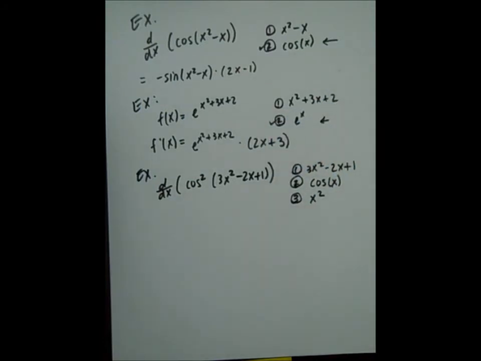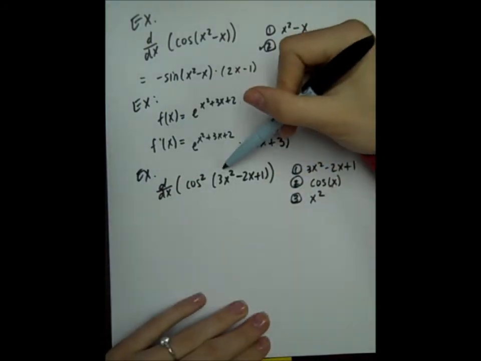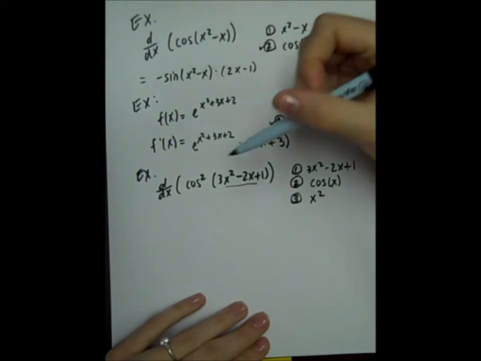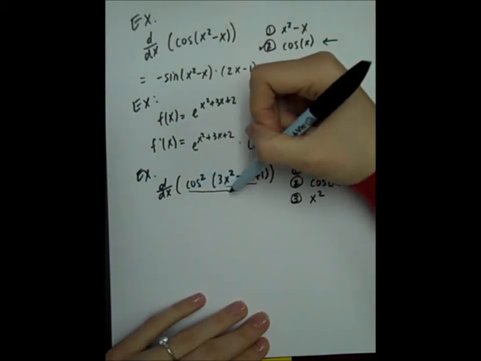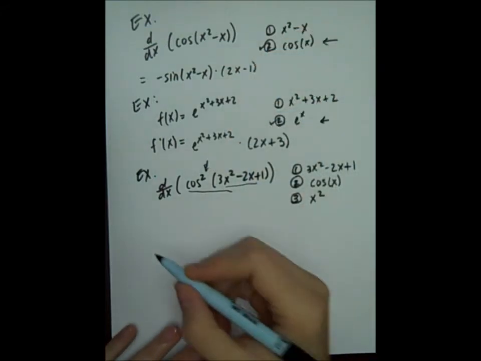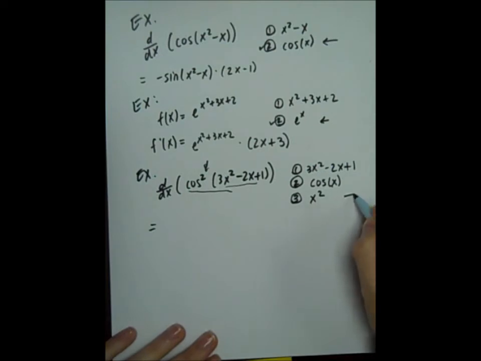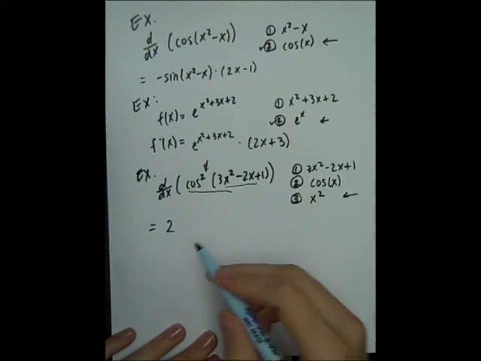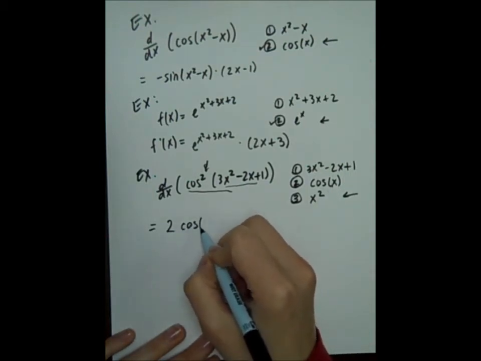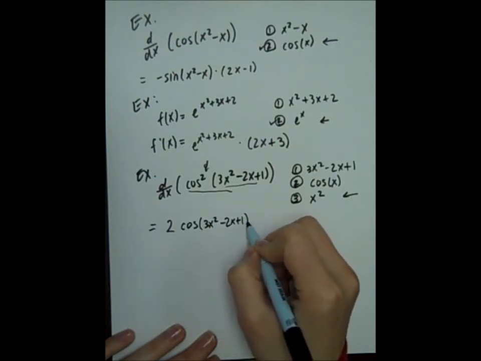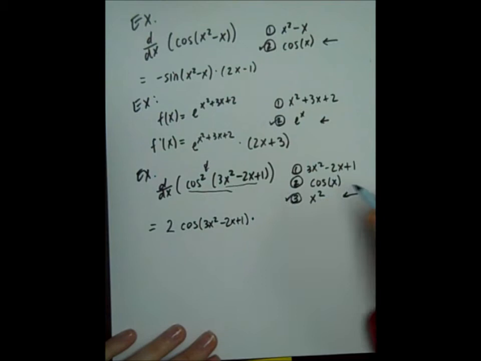So the first thing I would do, if I was plugging in a number, is calculate this polynomial. That's my most inside function. Next, I would calculate cosine of that number, and then lastly I would square it. Let's start at the very bottom. What's the derivative of x squared? That's 2x, but I'm not going to write an x, I write everything that was above it. So everything that was above it was cosine of 3x squared minus 2x plus 1. So that takes care of my third one.